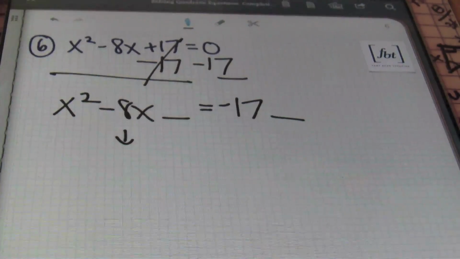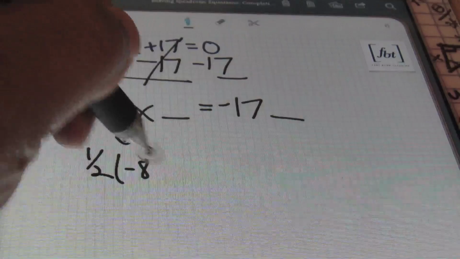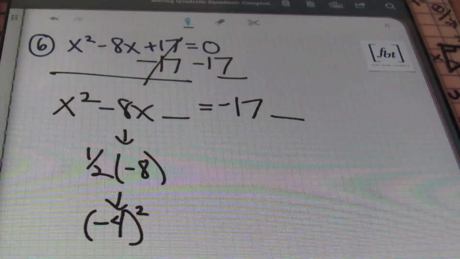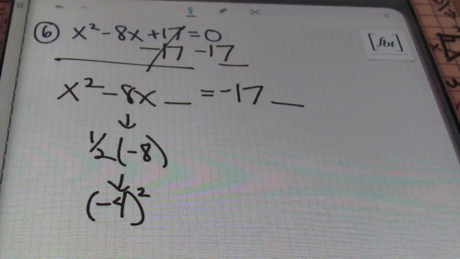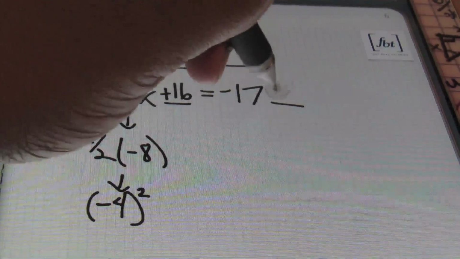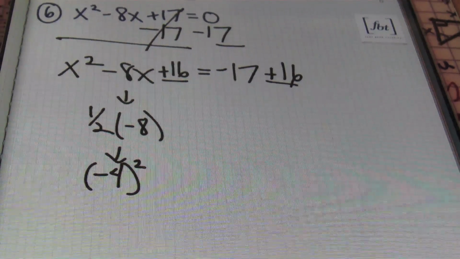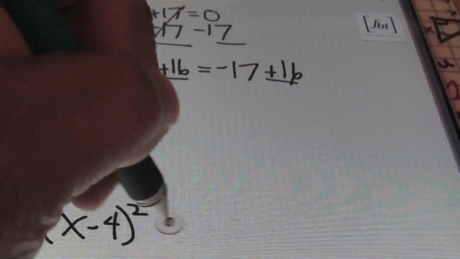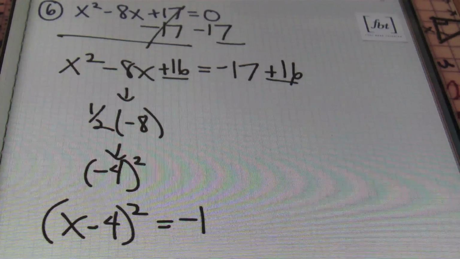And then from there you're going to take half of your middle term's coefficient. So I'm taking half of negative 8. That's going to give me negative 4, and then you're going to square that value, ladies and gentlemen. That's right. Negative 4 squared is negative 4 times negative 4, which is positive 16. So I'm adding 16 to both sides of my equal sign here. All right. From there, factoring this perfect square trinomial, you'll end up with x minus 4 squared, which now equals negative 1. From here, we'll be using the square root property.